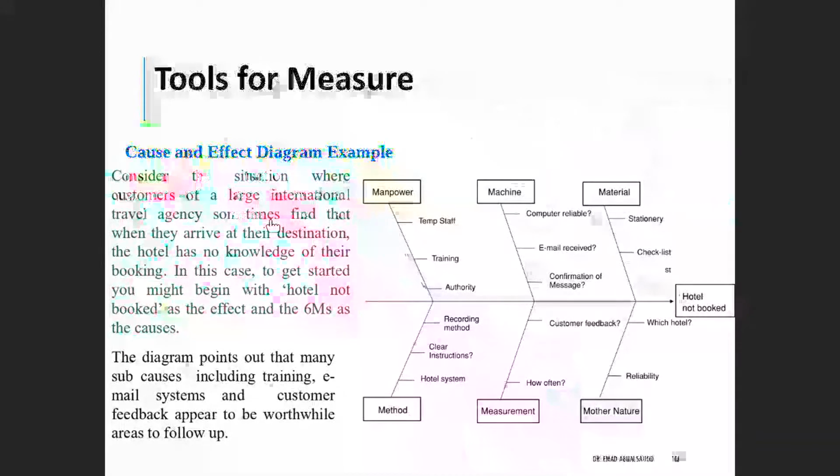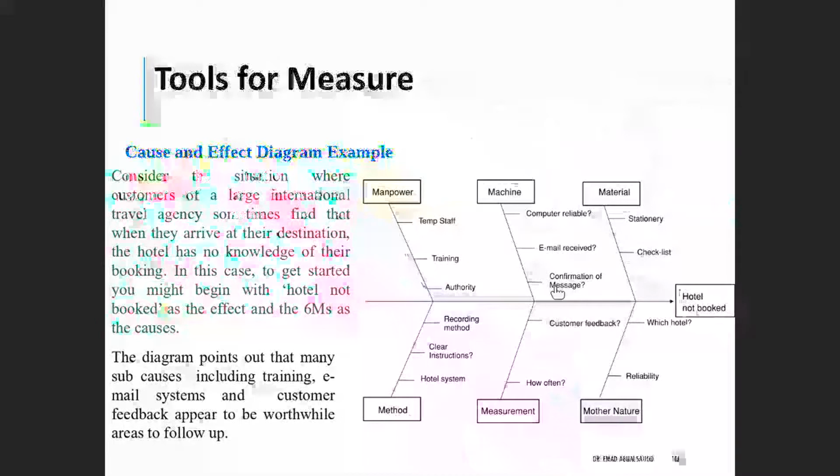This example was talking about a similar problem that happens to many travel agencies. The customers, when they go to the destination, don't find that the hotel knows about the reservation. That was the effect. That was the complaints from the customers that the travel agencies collected, and they found most customers were complaining about this issue, and they started to use the cause and effect concept or diagram to demonstrate the causes.